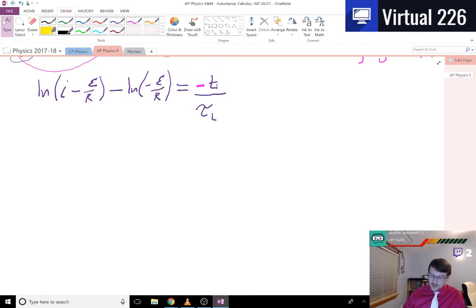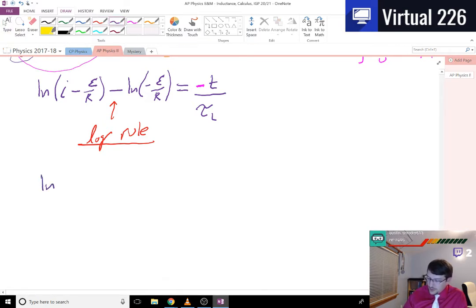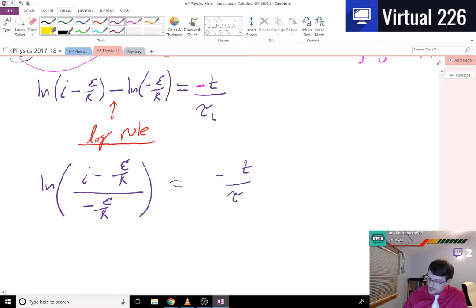At this point, it's just some math cleanup. There is some special rule in math where when you subtract logs, you're actually dividing them. You should remember that, hopefully. So we're actually going to have the natural log of I minus epsilon over R over negative epsilon over R equals negative t over tau L.